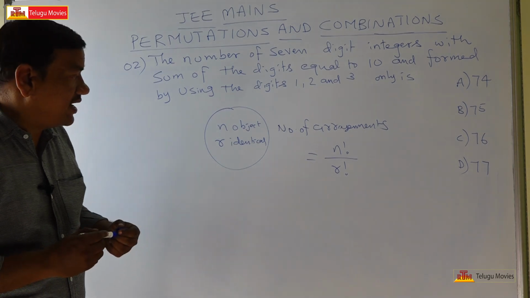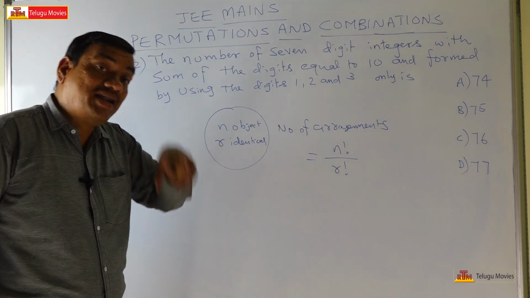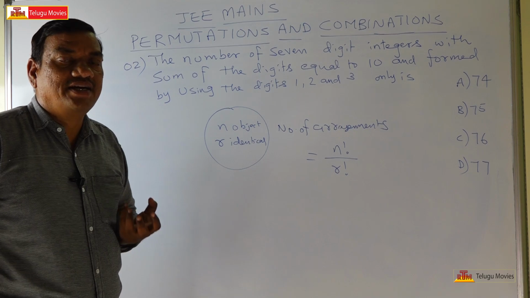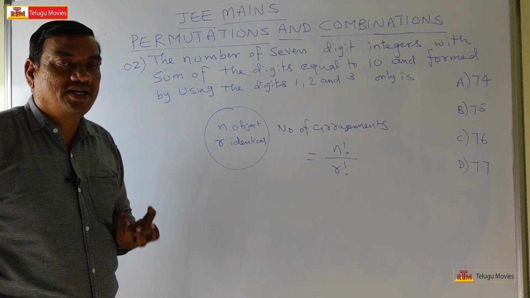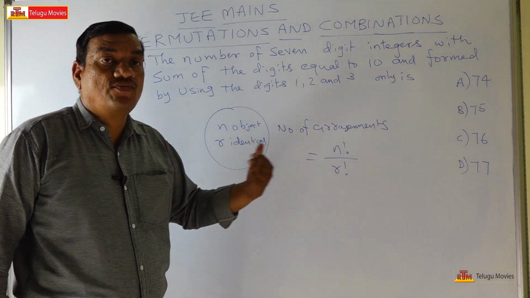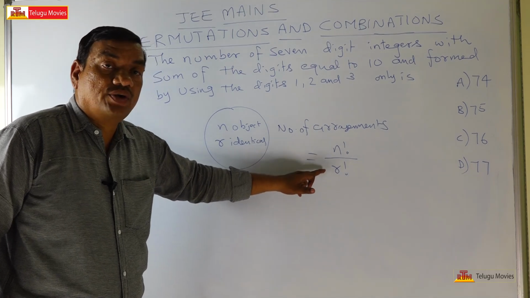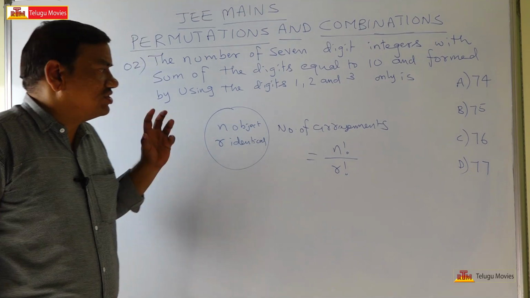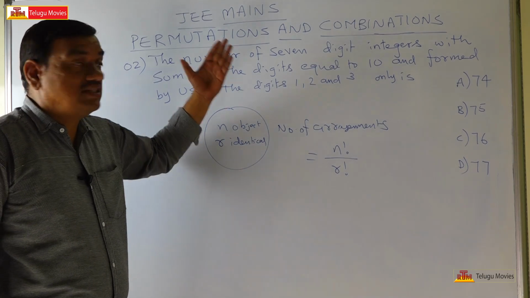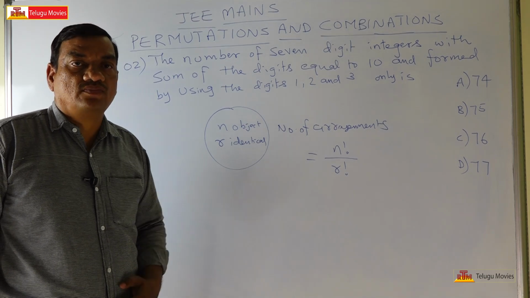Understand? So once again, there are n objects. In that n objects, r objects are identical. Identical means same. So they can be arranged in a linear form. The number of arrangements is given by the formula n factorial by r factorial. So this is the basic concept that we are going to use to solve this problem. Let us see our solution for the main problem.